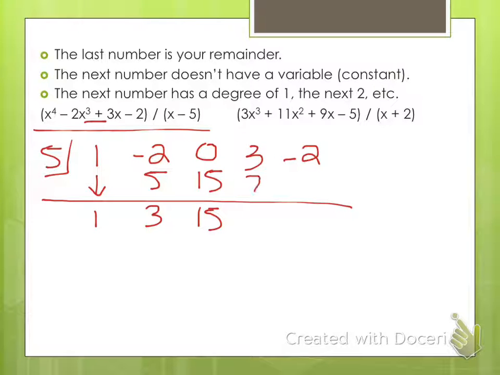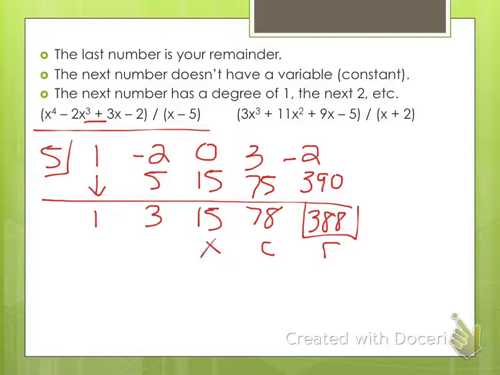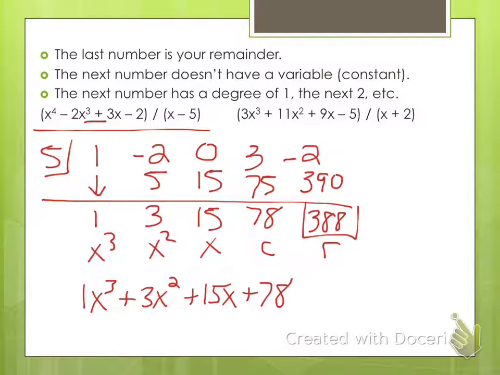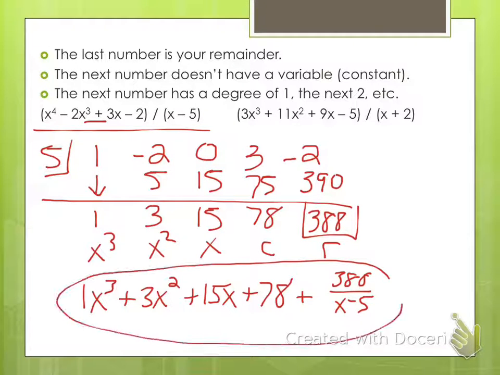15 times 5 is 75. 3 times 75 gives me 78. 78 times 5 gives me, I think, 390. 390 plus negative 2 gives me 388. The number in the box is my remainder. Constant term, x, x squared, x to the third. And I always have to write my answer as 1x to the third plus 3x squared plus 15x plus 78. And then my remainder, just like we did yesterday, 388 divided by x minus 5. And that's my final answer.